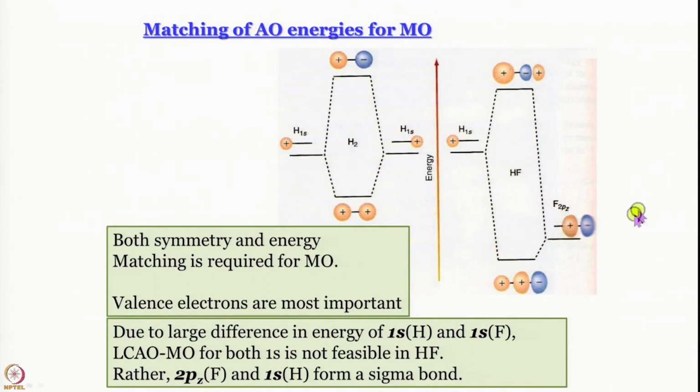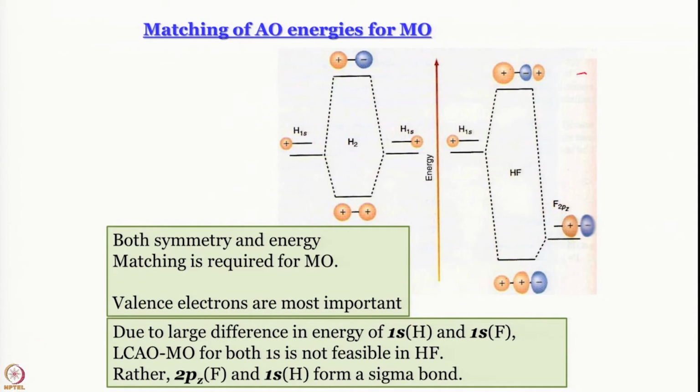However, the energy that is close, that also there is a difference, right, and we will talk about the implication of this difference in the next lecture, but the one that is closest is F2p. So, it is F2p that participates in linear combination with hydrogen atom 1s orbital to form the bonding and antibonding orbitals. Even then one needs to consider symmetry as well.